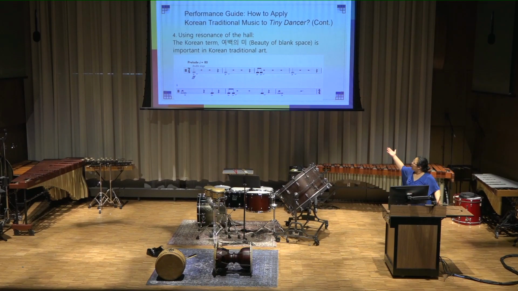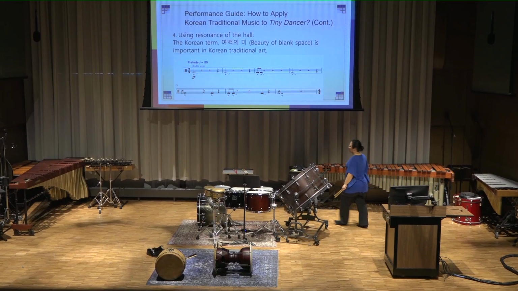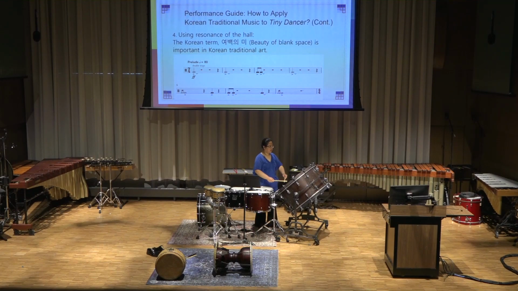And here, this is the very opening of Tiny Dancer. Instead of playing 1, 2, 3, 4, 5, 6, 7, 1, 2, 3, 4, 5, 6, 7, use the resonance of the hall, and you can also build up the intensity as well.